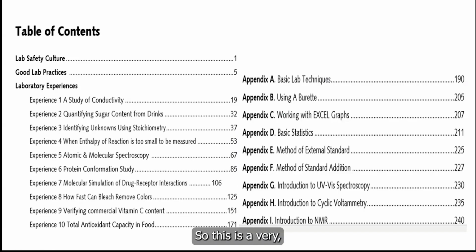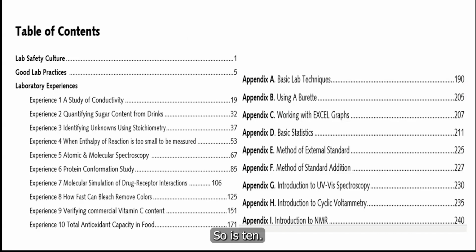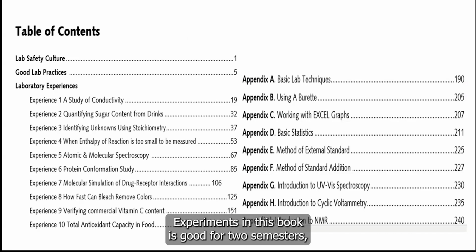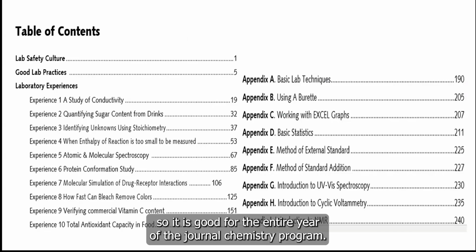Okay, so this is the table of contents of my book, and it has a total of 10 experiments. Now, with the split of the design from the data collection in my lab, I can only do five experiments per semester instead of 10 or 12. So the 10 experiments in this book are good for two semesters. So it is good for the entire year of the general chemistry program.